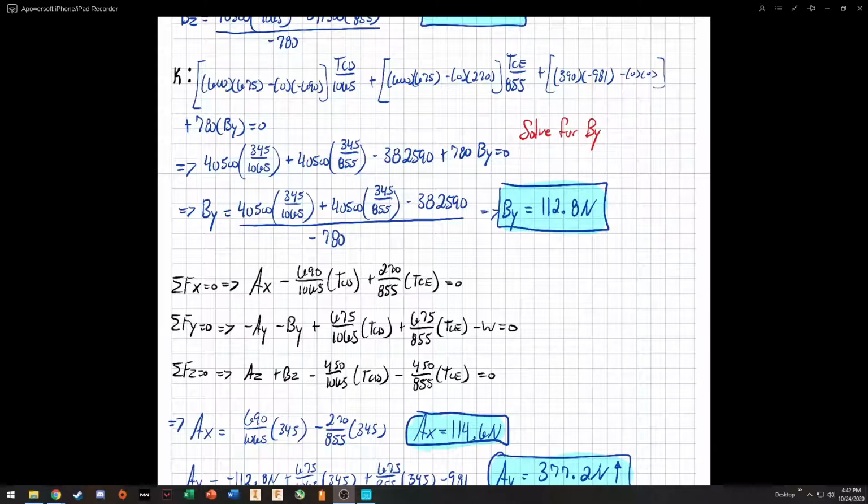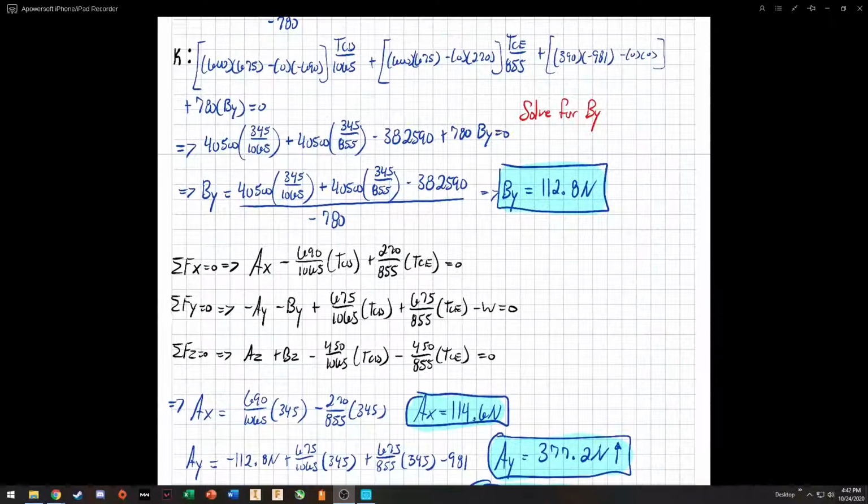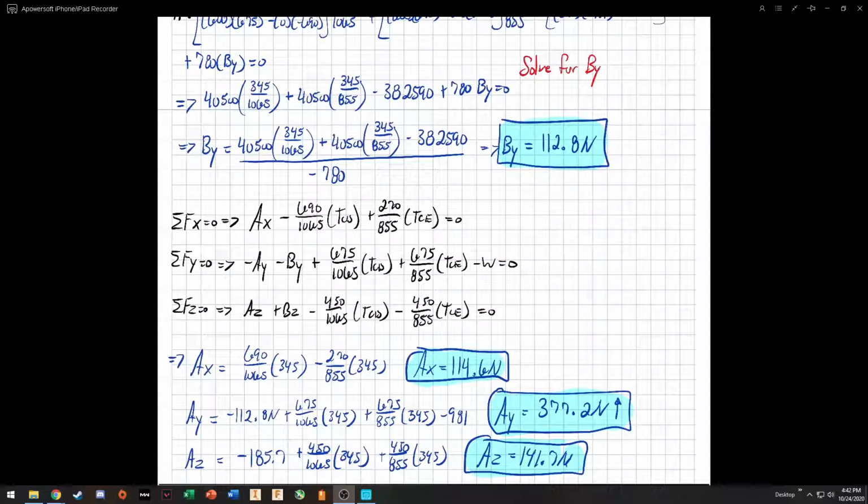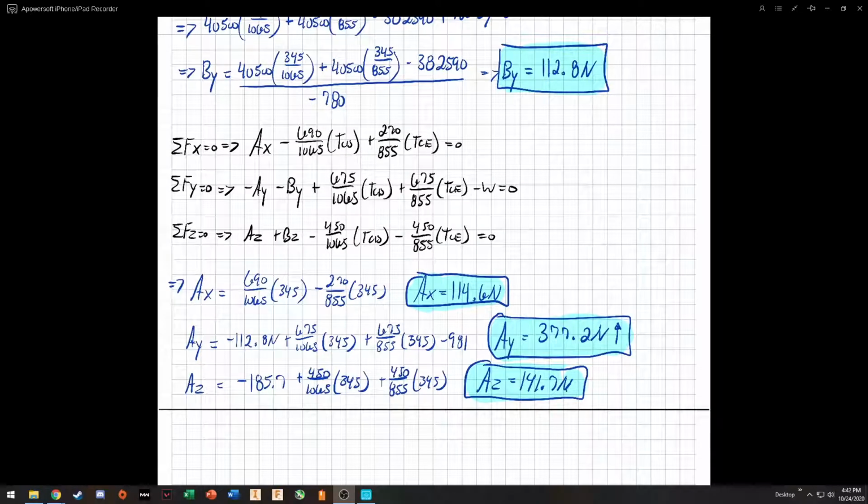I just kept it out to that first decimal place because I wanted to keep my numbers more accurate. So now that you have the determinant form down, we can take our sum of forces in the x, y, and z back from what we studied at the beginning and start plugging in and solving. Solving for Ax, Ay, and Az, from up here we get Ax is equal to 114.6 newtons, Ay is equal to 377.2 newtons, and Az to be 141.7 newtons.